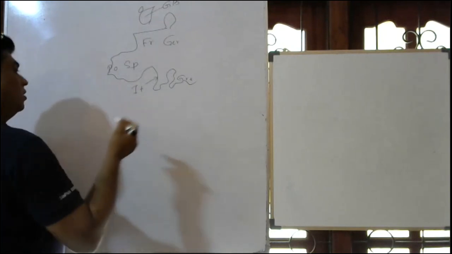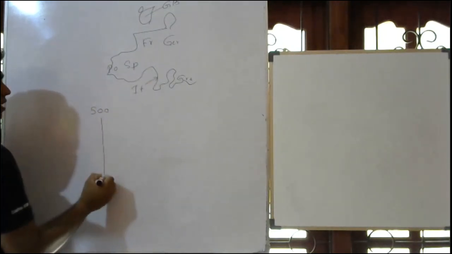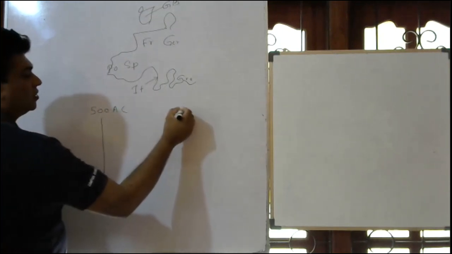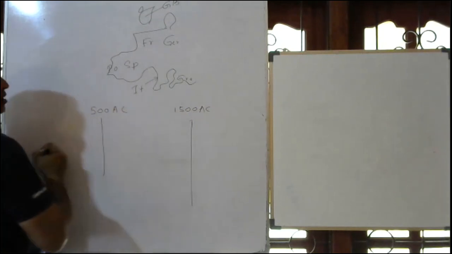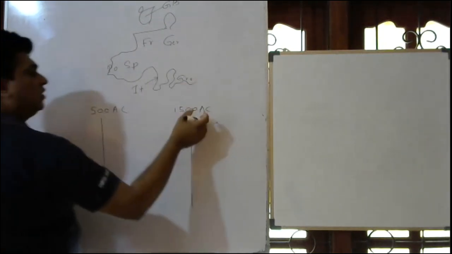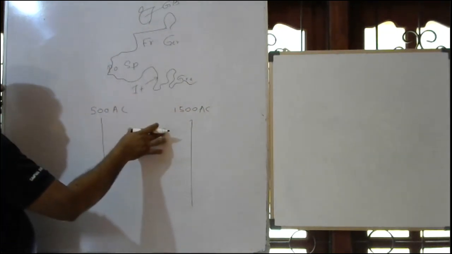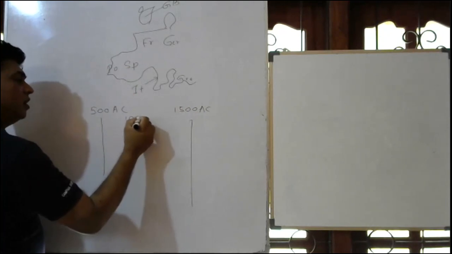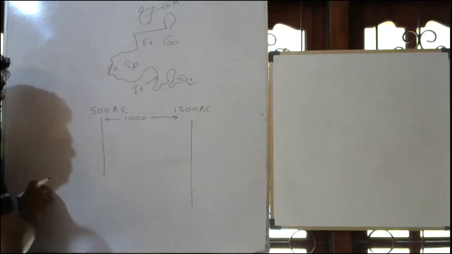Now, the world history we can divide into three main periods. What are the three main periods? Before 500 AC, after 1500 AC, and in between. In between, how many years? 1000 years are here. So here we have 1000 years.